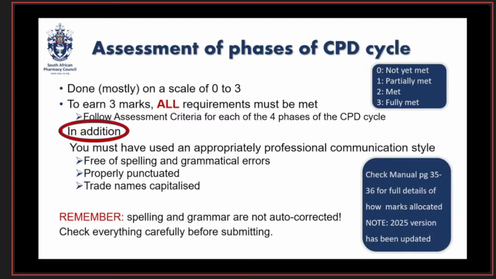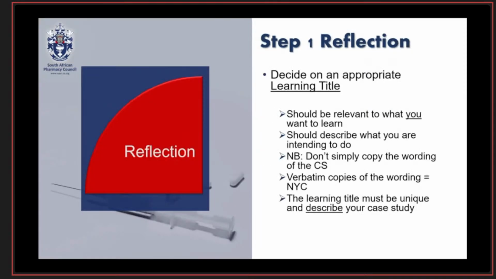Again, go and have a look at your manual. Always have your intern manual next to you when you are doing your portfolio of evidence activities. First of all, we're going to start with the reflection. That is step 1. Now you've decided what your learning need is, and you have to give an appropriate title to your activity. It's very important to own your title, to make it your own and describe your own activity. If you look at the slide, it should be relevant to what you want to learn. It should describe what you are intending to do. Please do not copy the wording of the competency standard, and it must be your own unique learning title.